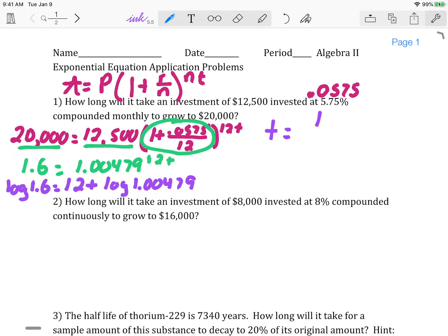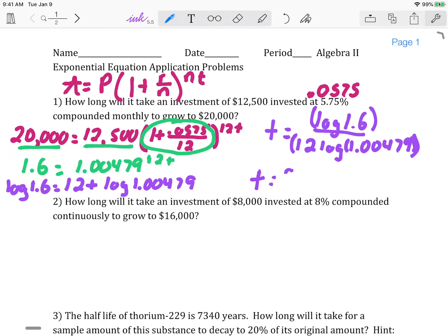Well, now I want that t by itself. So I have log of 1.6. I want that t by itself, so I divide by 12. Log of 1.00479. In my calculator, I put parentheses around that, I put parentheses around that, and I am likely putting parentheses around that also in my calculator. And if I put it in correctly, I get 8.2 years.